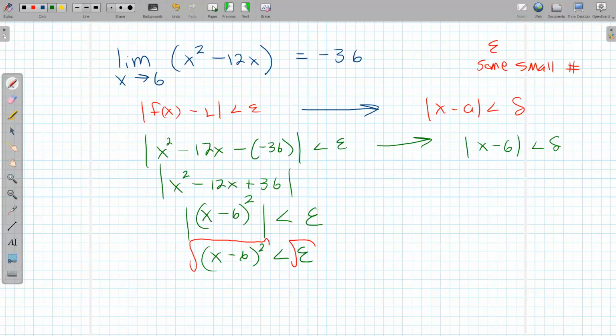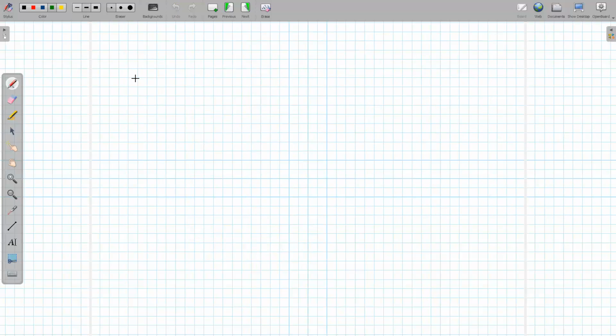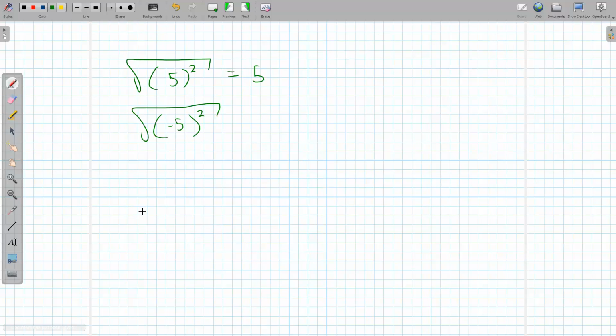All right, so check this out, you guys. Off to the side here, suppose I take the square root of the square of 5. What should that be equal to? 5, right? But suppose I take the square root of the square of negative 5. What's that equal to? Well, that's 5 also.